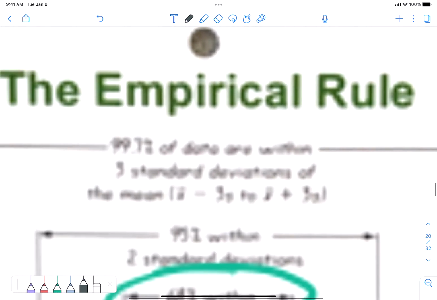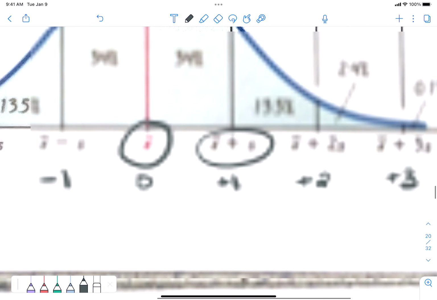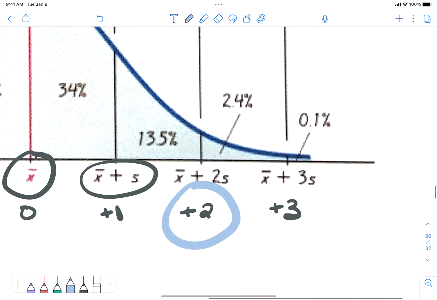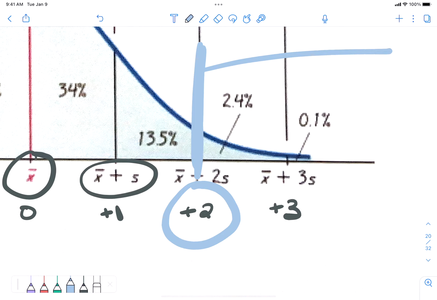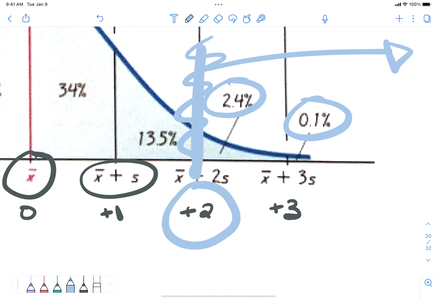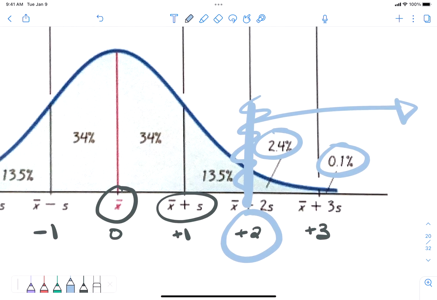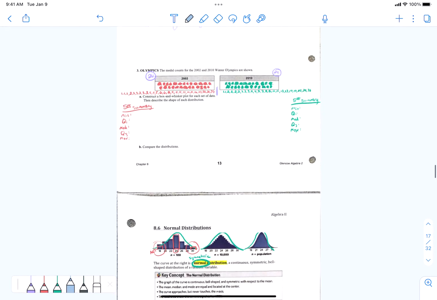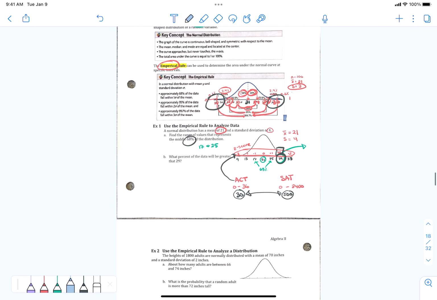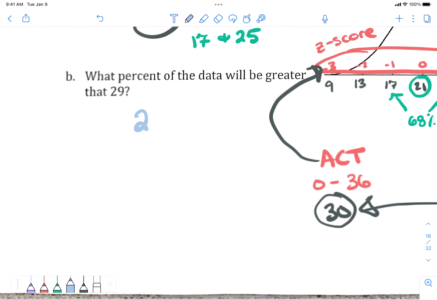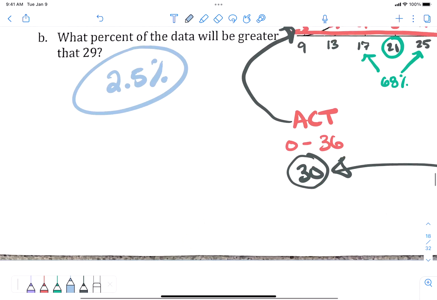We're trying to know what % is higher than that +2 spot. The +2 spot is this guy right here. So I'm looking at this point and beyond that way. What % will be from this mark on to the right? 2.5. I would add these two together, right? 2.5% would be in that range. And that's all that we do. The answer to that question is 2.5%. What % of the data will be greater? 2.5%. Okay? All right, let's go down to another question on the back side.